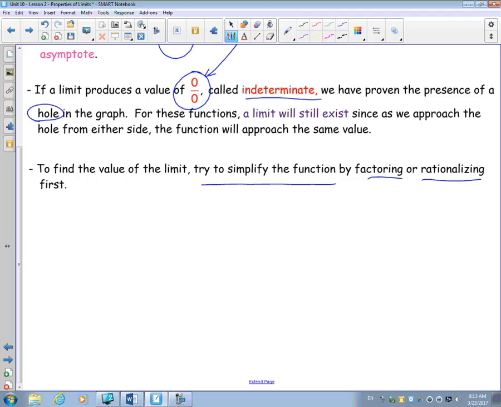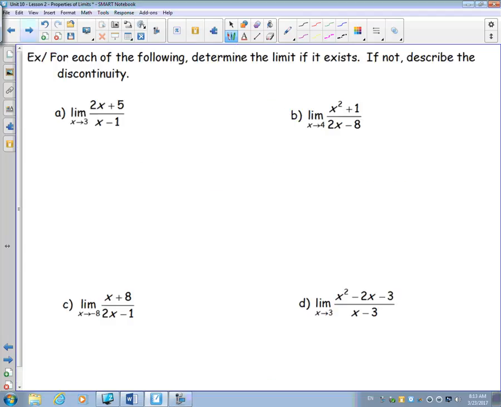Okay, so we'll try a couple here, okay? For each of the following, determine the limit if it exists. If not, describe the discontinuity. These are rational functions. They're made up of fractions. So the first thing I want to try is let's see if it comes out to a point.